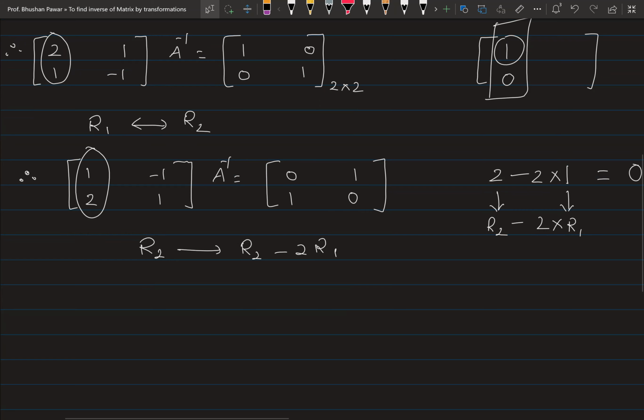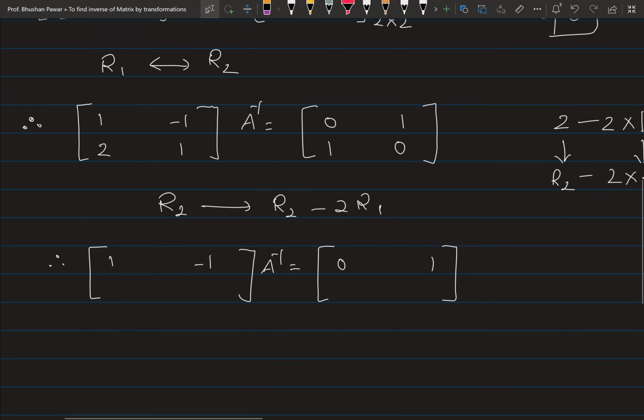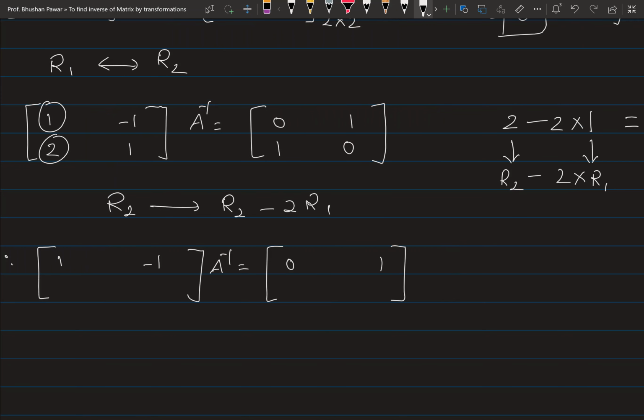Okay, so now we go to the next step. Here R1 will be copied as it is, right? Now what to write in R2? Look at the operations. First of all, the first element of R2 is 2, and the first element of R1 is 1. So we put both the elements, we should get R2 minus 2R1. On simplification, the answer is 0. So we will write 0.